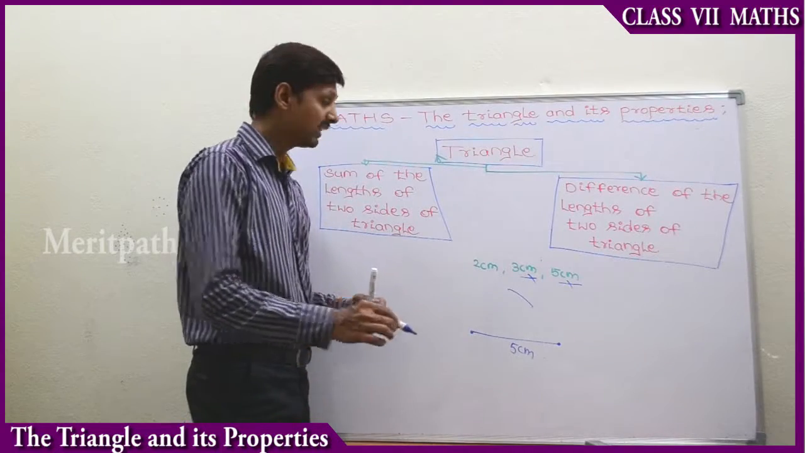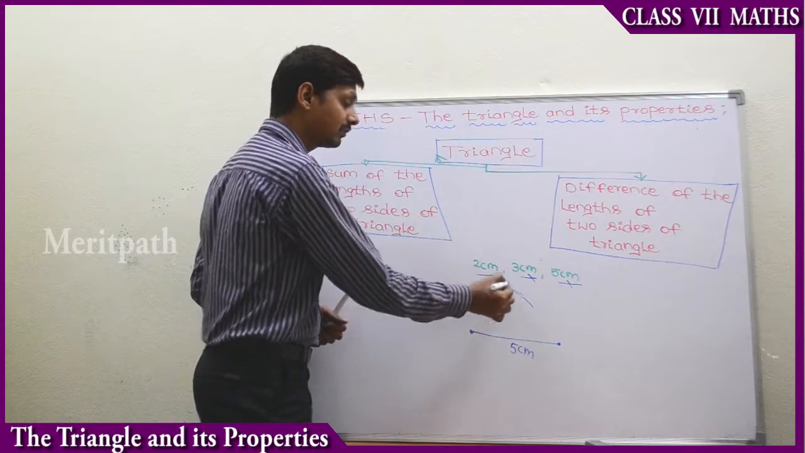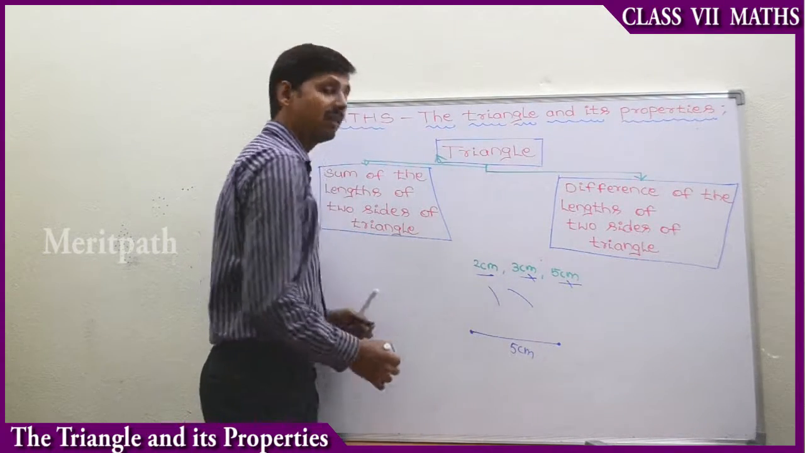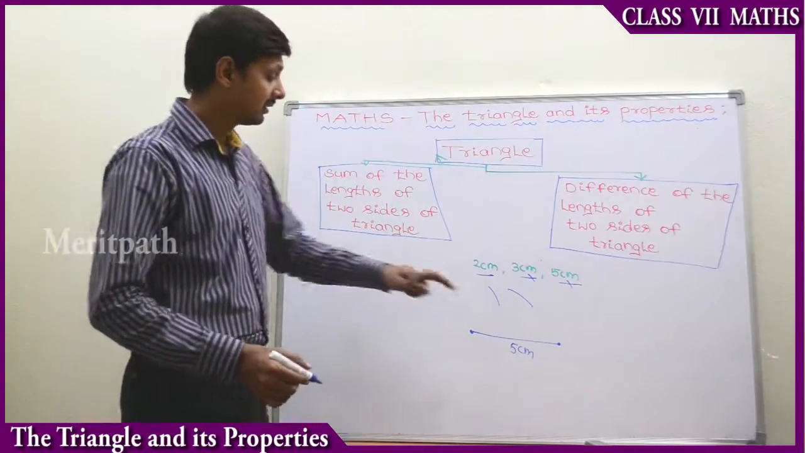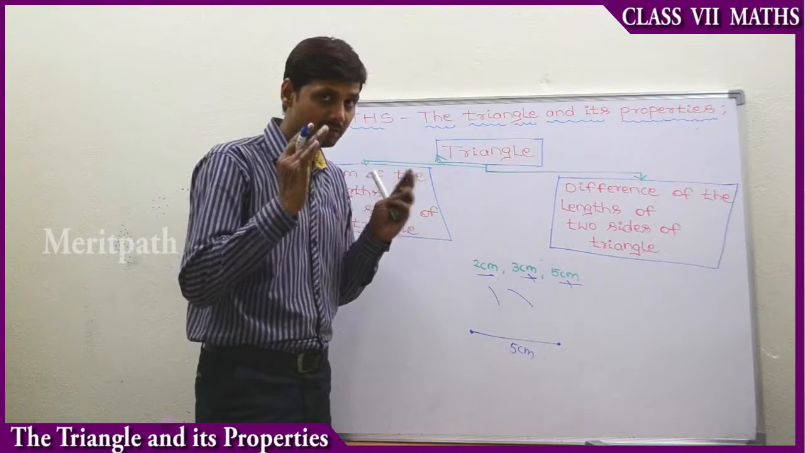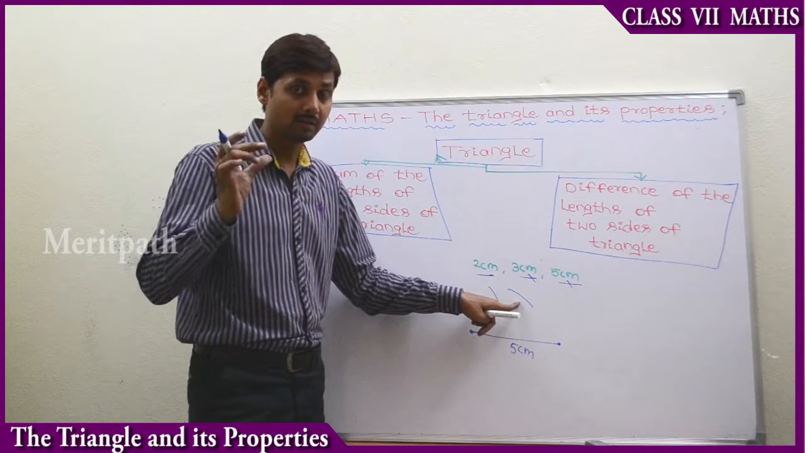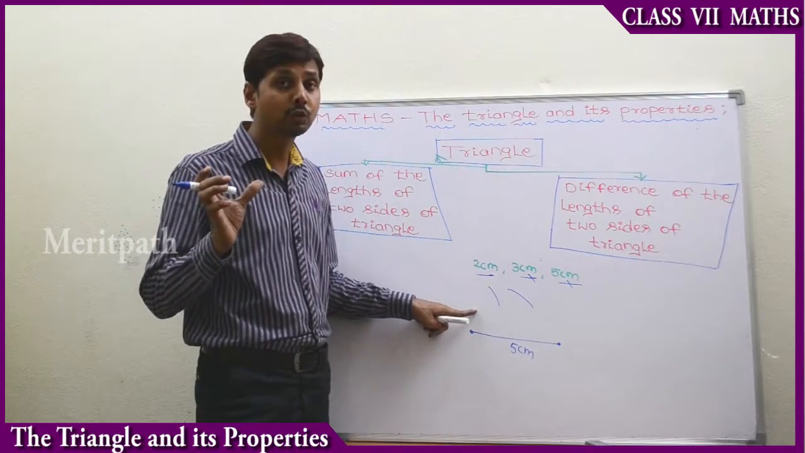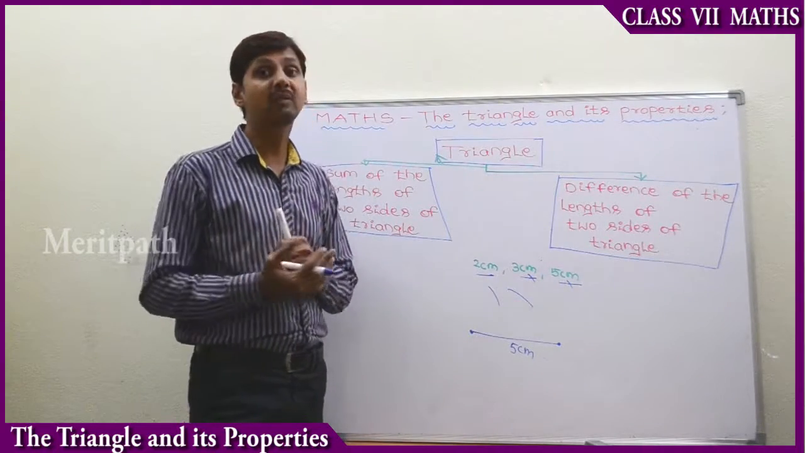Now let's take 2 centimeters and take the other vertex and try to join, but it will be unable to touch the other arc. Because this is 5 centimeters along this side, and 3 centimeters gives us this arc, the 2 centimeters is unable to join with the other arc. The triangle will not be formed.